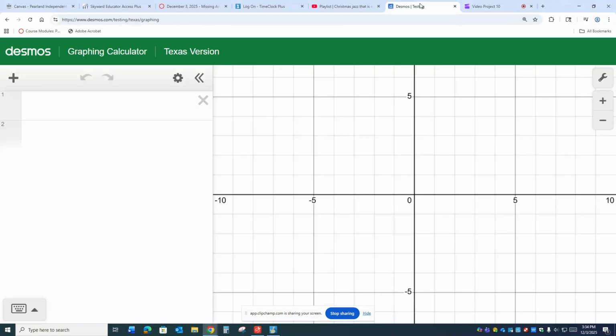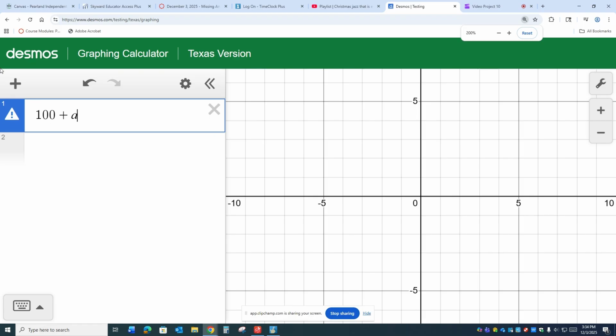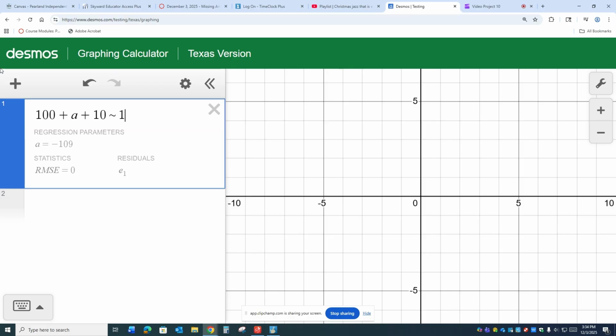I'm going to go to Desmos, and I'm going to put my equation in Desmos. But remember, 100 plus... remember we can't use x in Desmos. I'm going to change it to an a, plus 10. Equals, not equals, we can't use the equals. We've got to change it to the tilde, 180 degrees. And then Desmos will solve it for me.